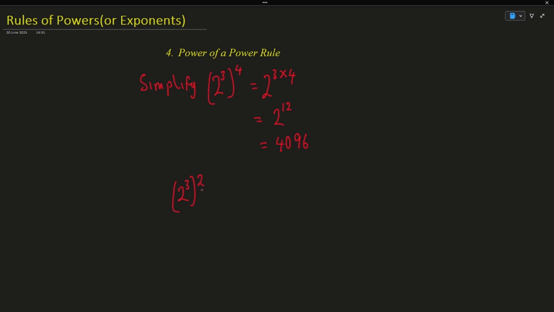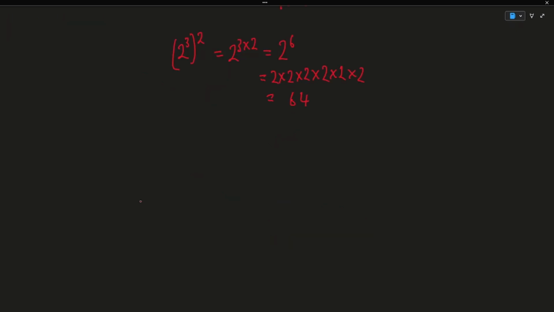In another example, if we are asked to simplify (2^3)^2, the power of power rule states that we should multiply the exponents when a power is raised to another power. So it will be 2 raised to the power 3 multiplied by 2, which gives 2 raised to the power 6. That is 2 multiplied by 2, that is 4, and so on up to the sixth 2: 1, 2, 3, 4, 5, 6, which equals 64.